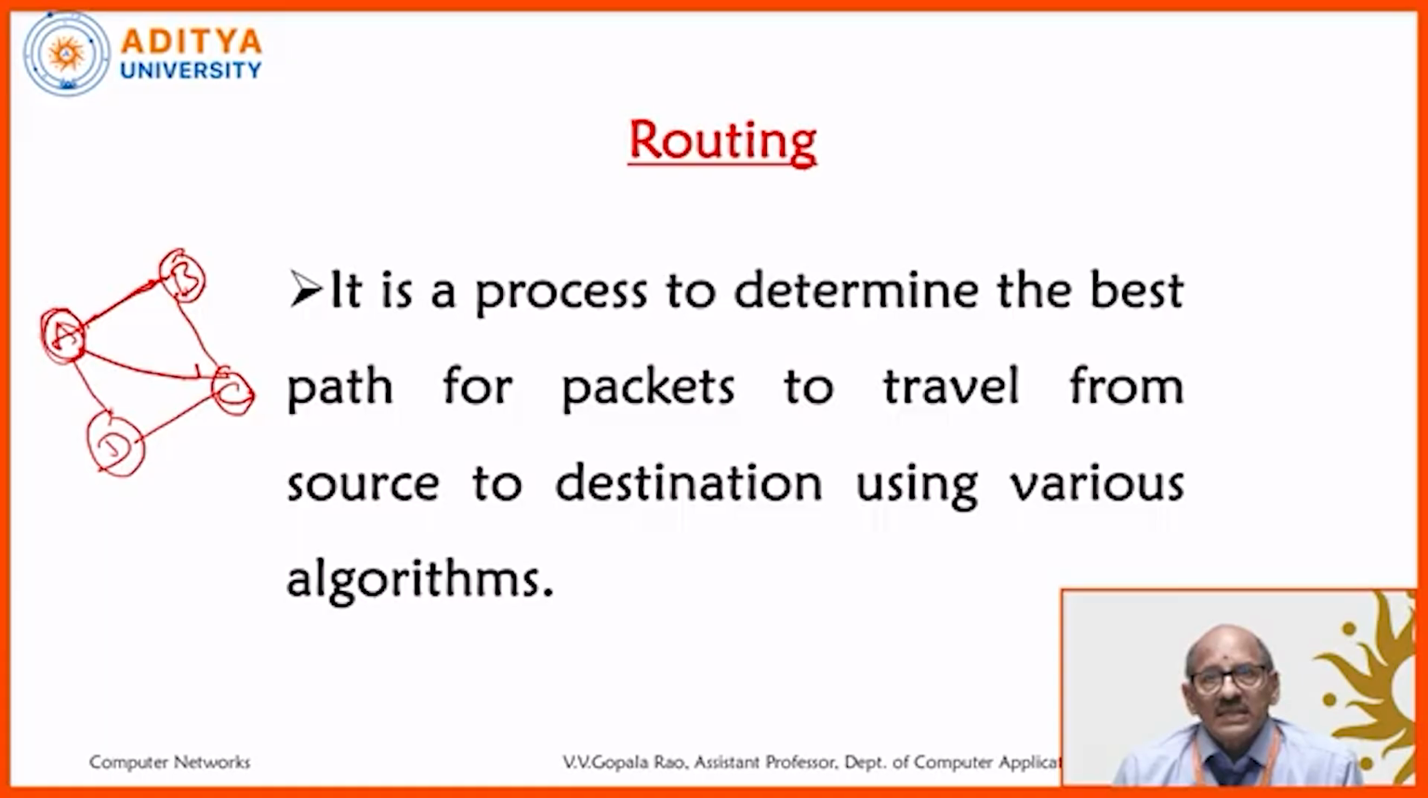A router is a device, also called a node, which is responsible for determining the best path for packets to travel. That means the guaranteed path, the shortest path, and the definite path by which the packet can travel and finally reach the destination. So that is actually the meaning of routing.